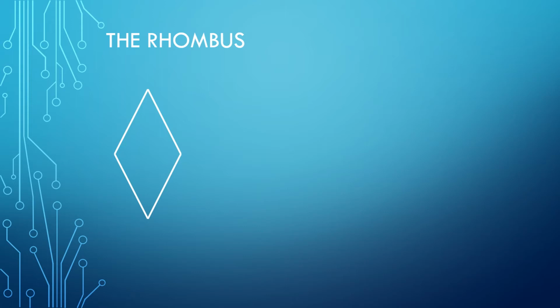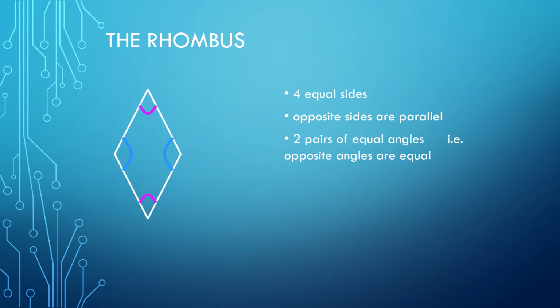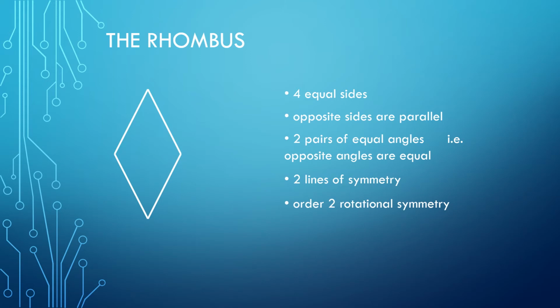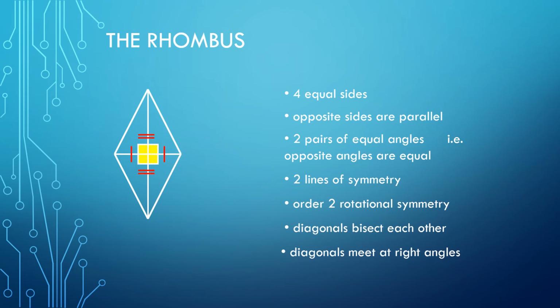Next on, we're looking at the rhombus, which is always hilariously spelled, but there it is, RHOMBUS. It has four equal sides. Our opposite sides are parallel, so those lines will never meet, they have the same gradient. We've got two pairs of equal angles, so using our angle facts, our opposite angles are equal. I've got two lines of symmetry, and it has order 2 rotational symmetry. Looking at my diagonals, from one vertex to another, once again they bisect each other. And just like in our square, they bisect each other at right angles.